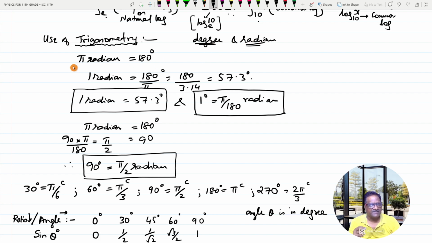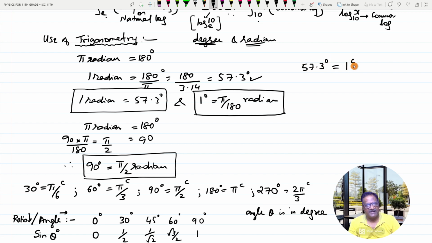The relationship is this: pi radian is equal to 180 degree. Okay. So according to this, 1 radian will be equal to 180 upon pi degree. Okay. And this means that 180 upon pi ka value you can always take 3.14. So 180 upon 3.14, if you work out, you get 57.3 degree. So ultimately you come to the conclusion that 57.3 degree is same as 1 radian.